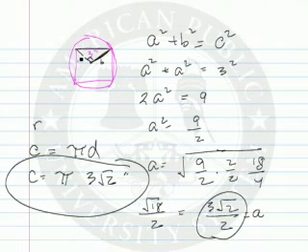How did I get it? Remember that a and b are equal. A squared plus b squared equals c squared. And then we just do the algebra for it. Hope that helps you on a very complicated problem about finding the circumference of a circle that's kind of circumscribed about a square.